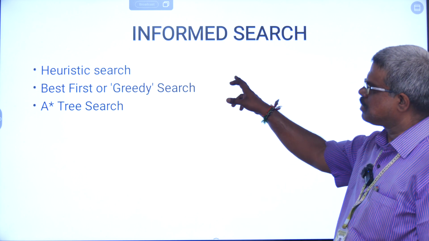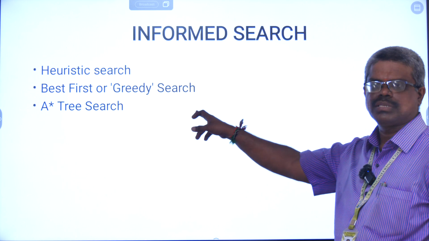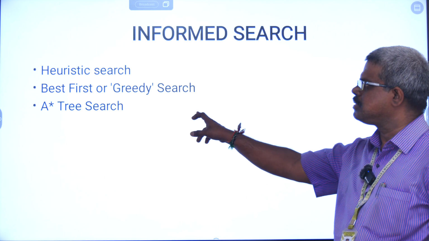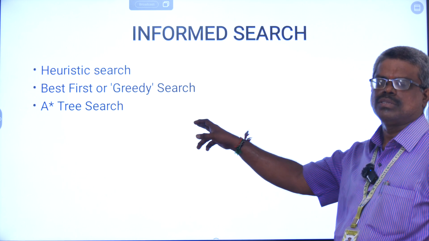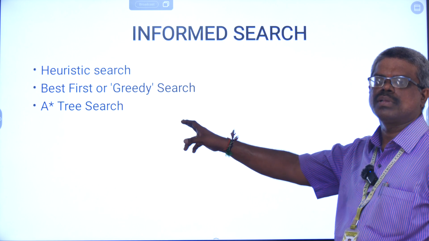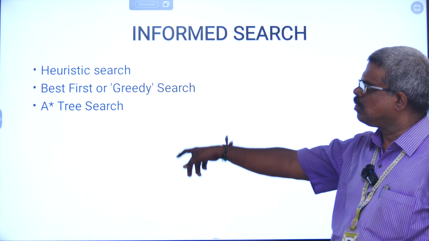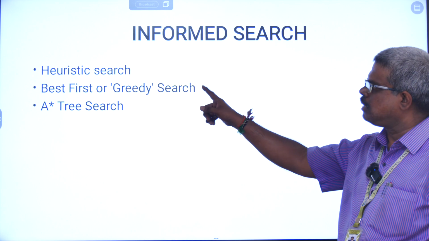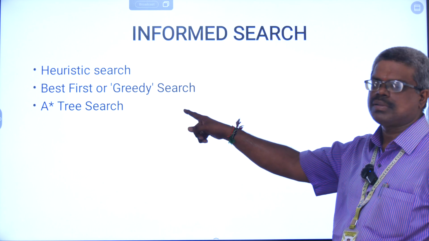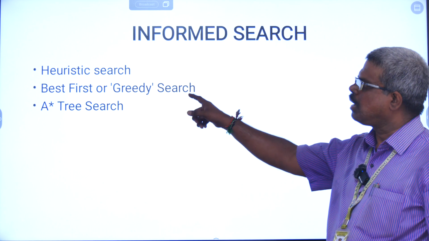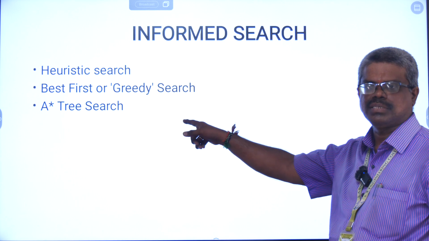The three types of informed search are heuristic search, best first or greedy search, and A-star search. Most probably the GATE questions will come from these three topics. One is heuristic search, then best first, otherwise called greedy search, and the third one is A-star tree search.